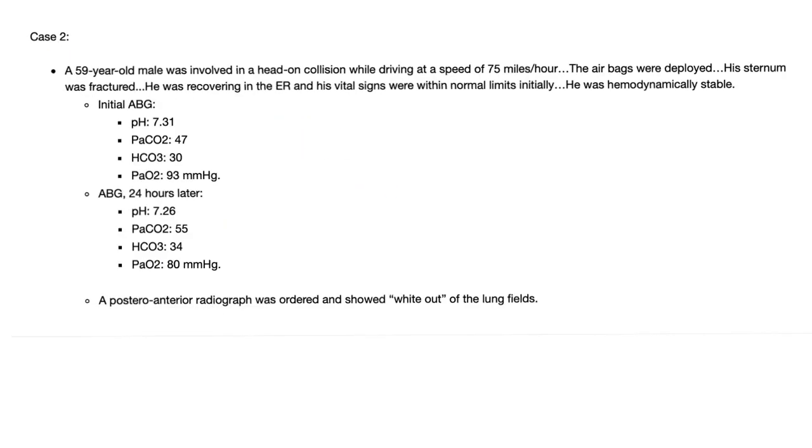Case number two, we had a patient. Car accident, and in the beginning he was fine, then the ABG was deteriorating. pH is 7.31. This is acidosis. PaCO2 is high, so the acidosis is because of high CO2. This is respiratory acidosis. HCO3 is 30, which is high because the kidney is trying to respond. And then PaO2 was 93, which is okay because normally it's around 95, something like that.